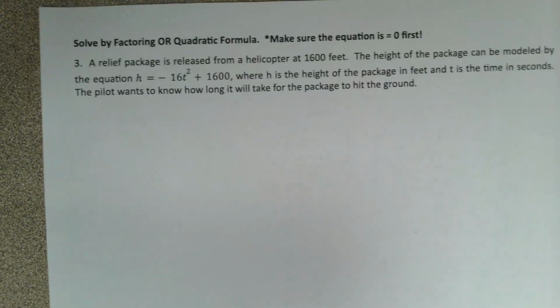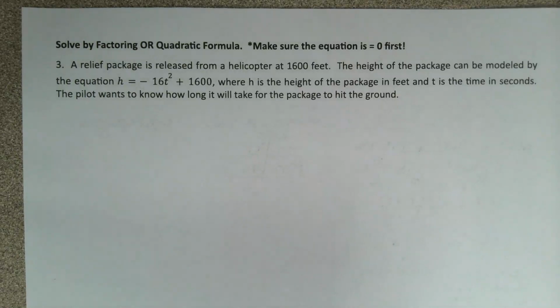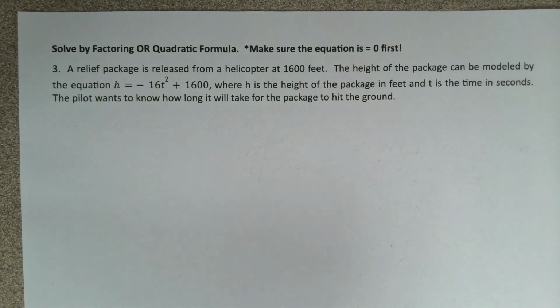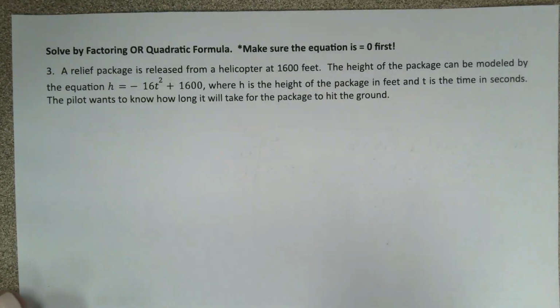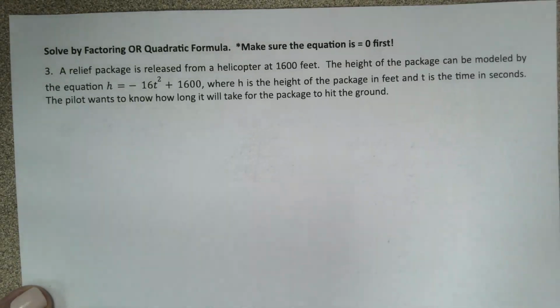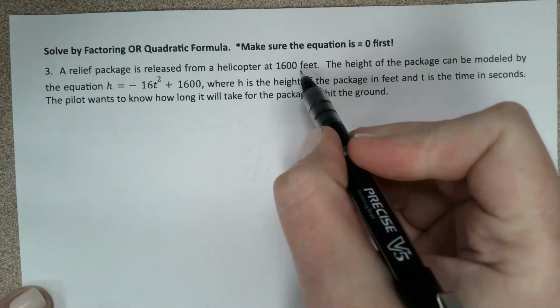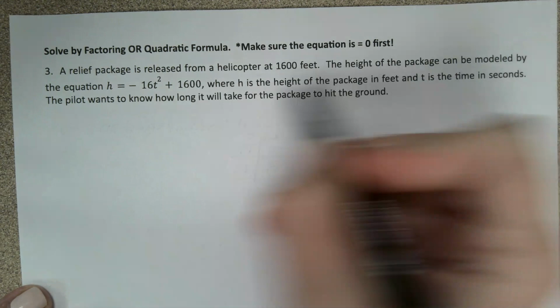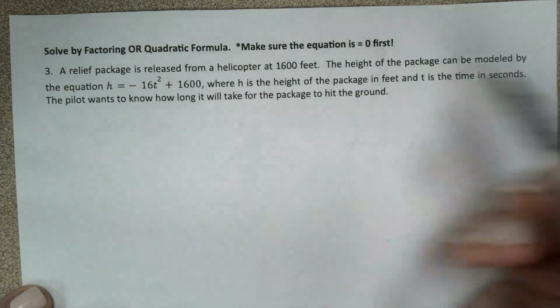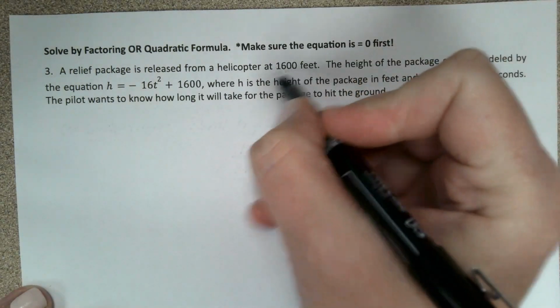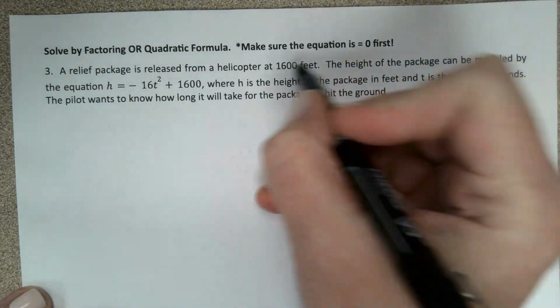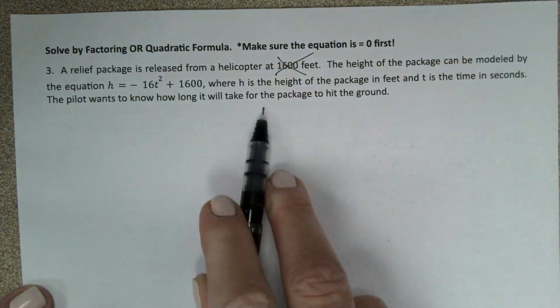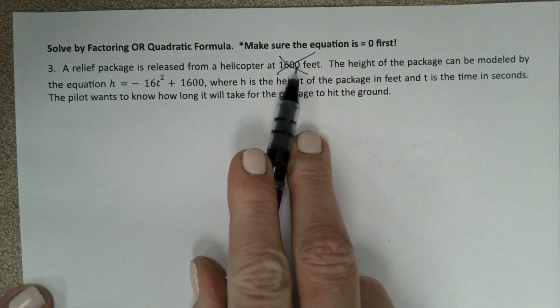On the back side, I have 2 more word problems. This time it says I can either use the quadratic formula or I can factor it. A package is released at 1,600 feet. It can be modeled by this equation. This 1,600 and this 1,600 is the same piece of information, so you don't need to do anything extra with that.